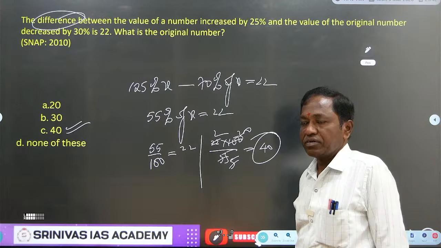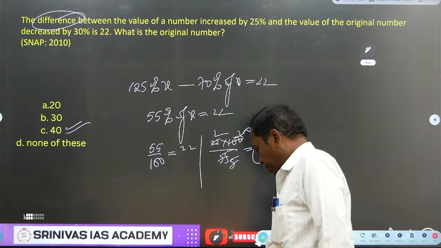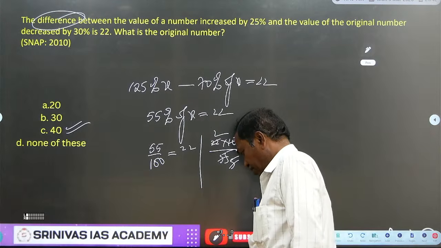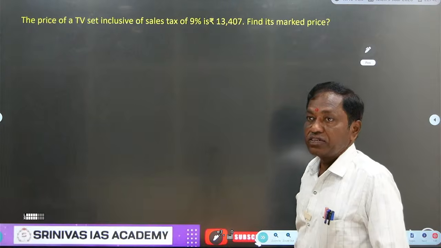In your book it is not. 40 is there. Right. Do you see the answer there for that?